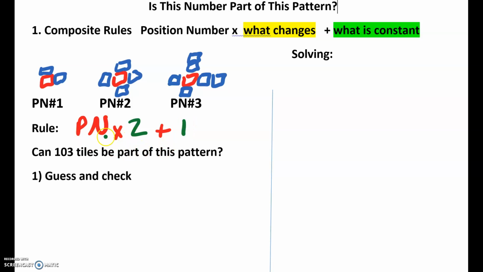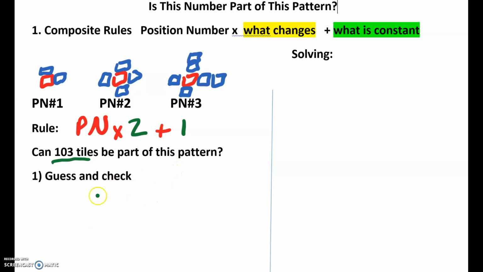And I can just quickly check that in my mind. I'm going to use position number 2. 2 times 2 is 4, plus 1 is 5. So it matches my position number 2. May as well check position number 3. I'm going to substitute position 3 into my expression. 3 times 2 is 6, plus 1 is 7, and I've got 7 tiles there as well, so it all works out. Even though this pattern seems to grow in an irregular form, we can still find what changed and what's constant.